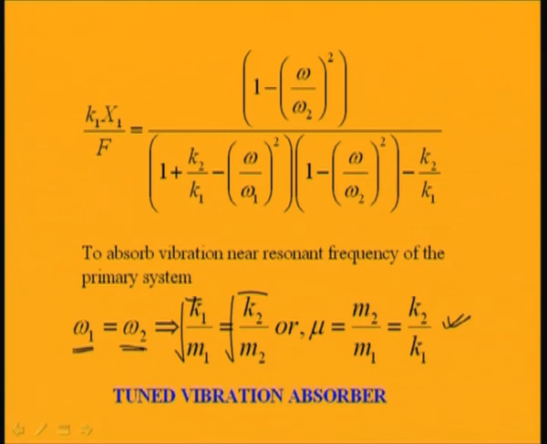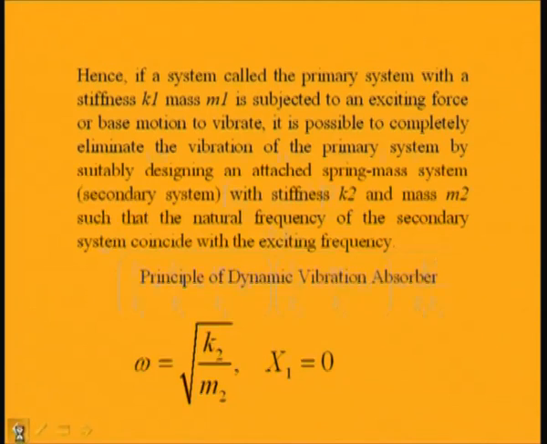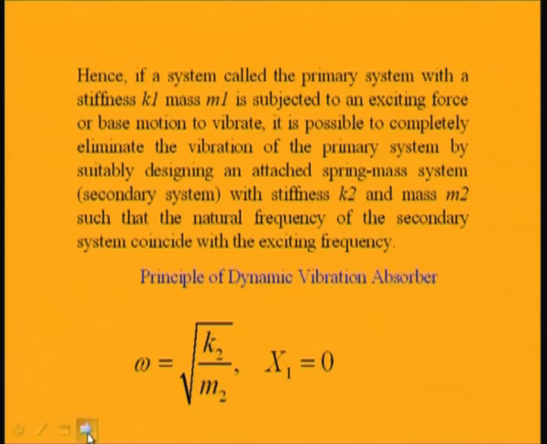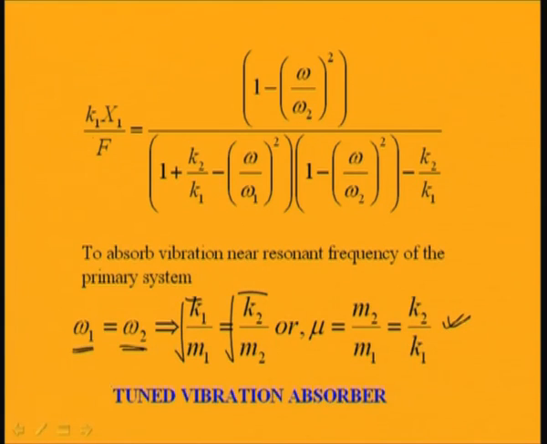Already I have written this thing, k1 x1 by f equal to 1 minus omega by omega 2 square. This can be obtained by dividing the previous equation by k1 k2. If you divide this expression by k1 k2, the k2 cancels, and if you rearrange these terms, you can write k1 x1 by f equal to 1 minus omega by omega 2 whole square by 1 plus k2 by k1. Already I told you this can be written in terms of mu.